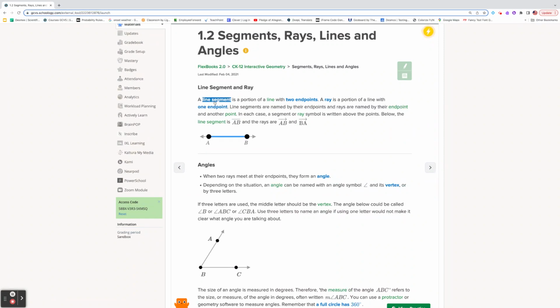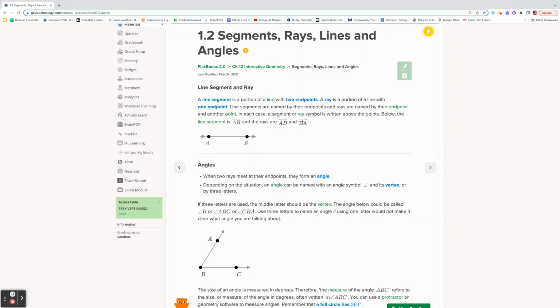When you hover over the word line segment, you can see that the line segment appears. It's a portion of a line with two endpoints. So I'm reading, I'm pointing, and I'm reminding myself of what we mean by endpoints. A ray is a portion of a line with one endpoint, so I hover over the word ray. Line segments are named by their endpoints, and rays are named by their endpoint and another point. And then it reminds me of how I name the ray.